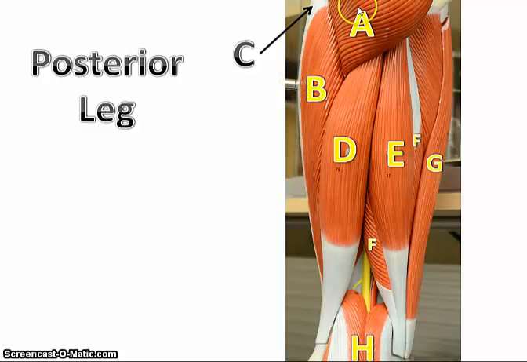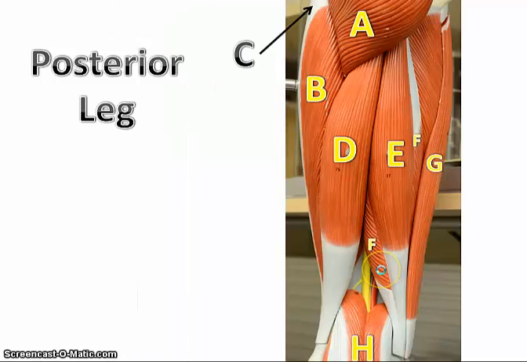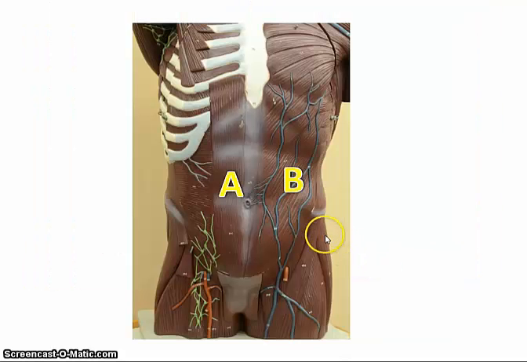Iliotibial tract. Gluteus maximus. Vastus lateralis from the quadriceps. Biceps femoris. Semitendinosus. Semimembranosus. Gracilis. Gastrocnemius. Soleus. These two muscles attach to the calcaneal tendon. Lateral. Fibularis longus. In front, anterior, you have the tibialis anterior. This time through, I'm going to say it, you're going to say it.